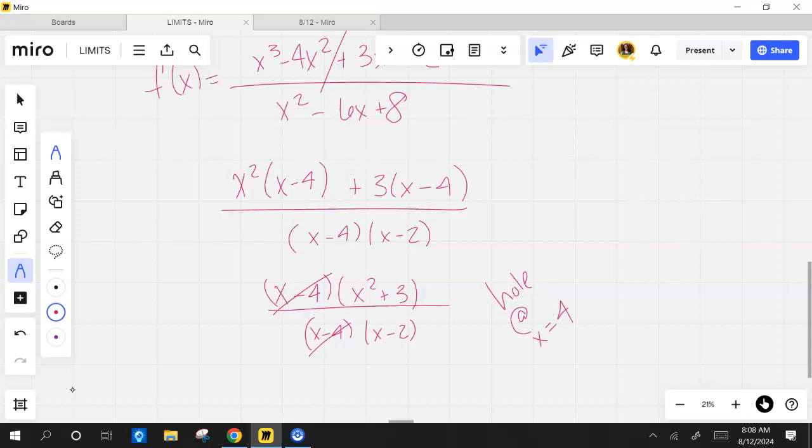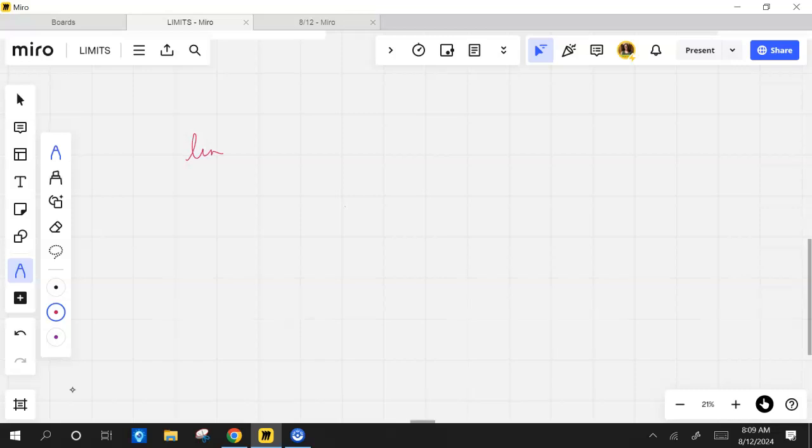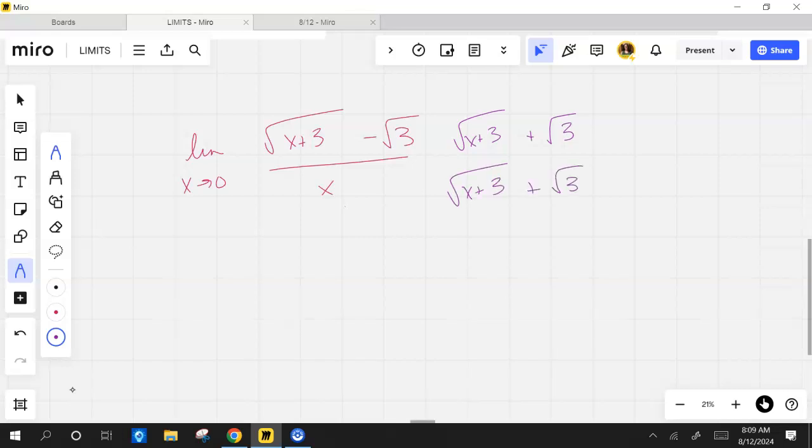Second one on the right. With the radicals, the limit as x approaches 0 of the square root of x plus 3 minus the square root of 3, over x. Okay, so I see radicals. I know I need to do some algebraic manipulation, so I'm going to use conjugates. I'm going to FOIL up top, right? I get x plus 3. This one and this one are always going to cancel if they're conjugates. Minus 3, over x times the square root of x plus 3 plus the square root of 3.